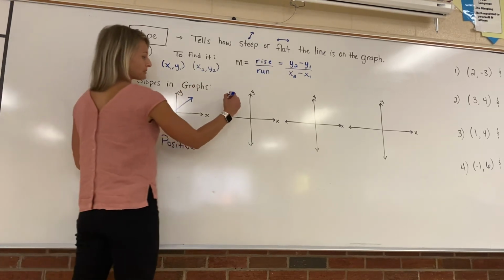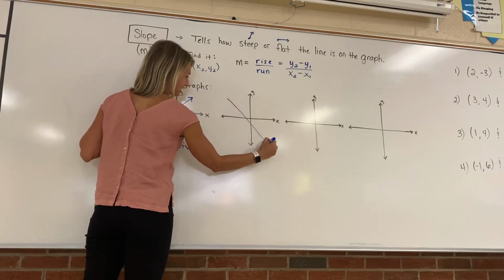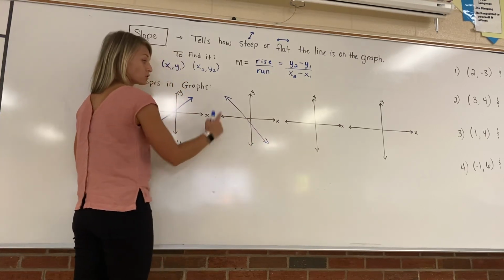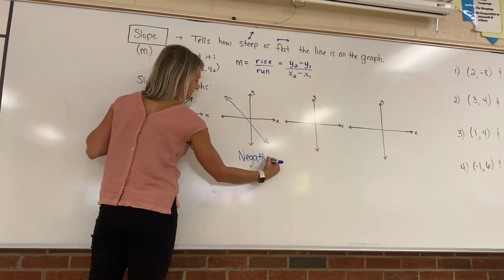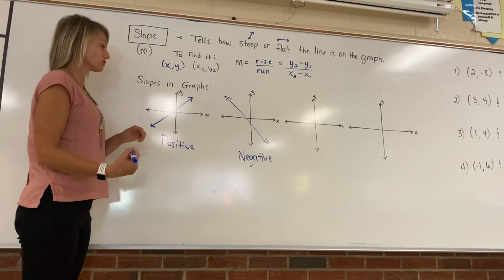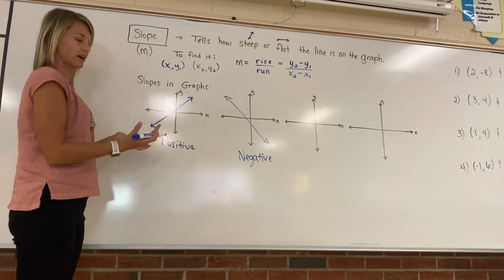So then the opposite of that is if you look at a graph from left to right and it's going down, then that means it's going to have a negative slope. All right, so those are the two that you're going to be able to see right away.